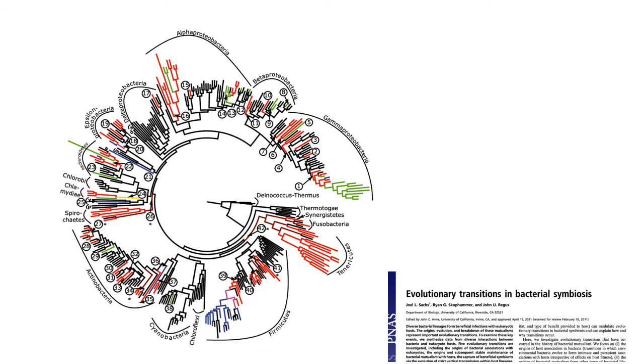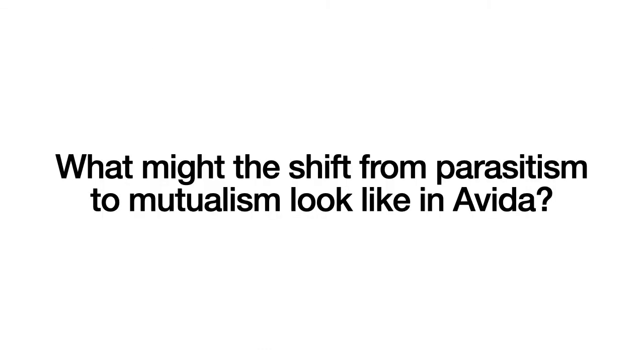but we do have evidence, at least for bacterial symbionts, that the vast majority of mutualisms did in fact evolve from parasitic ancestors. If you look at this graph and look at the green tips and trace it back, you usually end up at a red branch. And that's an instance where a parasite clade gave rise to a mutualistic clade. So can we see this kind of shift in our Avida host-parasite system? But first we need to decide what mutualism means in Avida, and this isn't an easy problem.